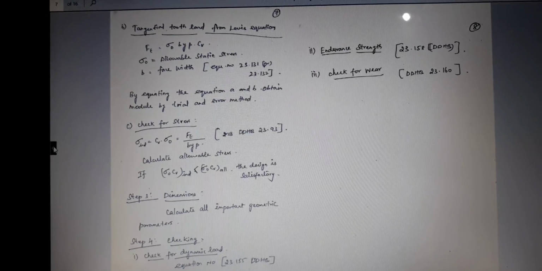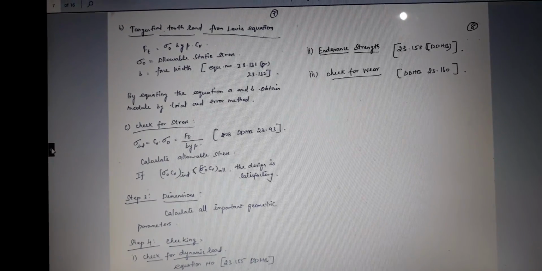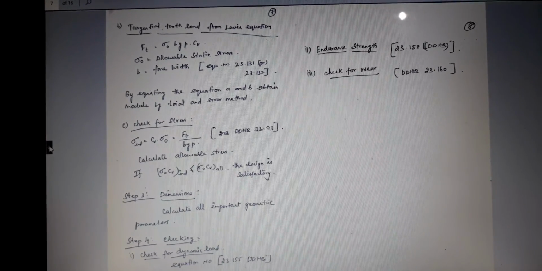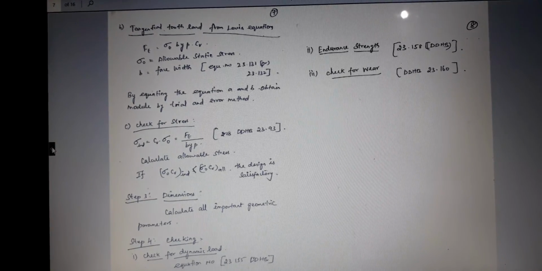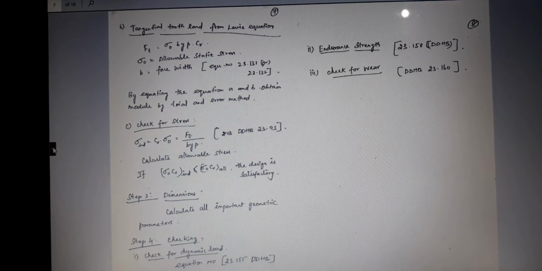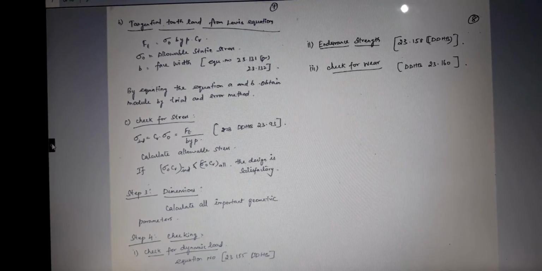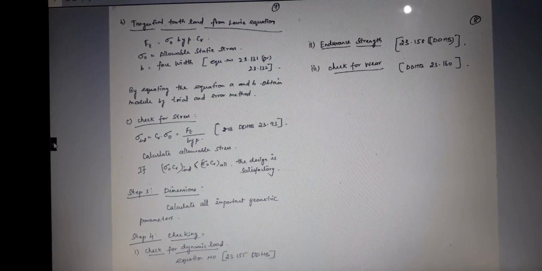After that, you have to calculate one more tangential tooth load based on the Lewis equation, because we have to find the beam strength based on the Lewis equation. So, we compare these two to calculate the module. Second step, you also calculate the tangential tooth load based on the Lewis equation. The formula is given in equation number 23.131 or 23.132. The formula is Ft equal to sigma naught.